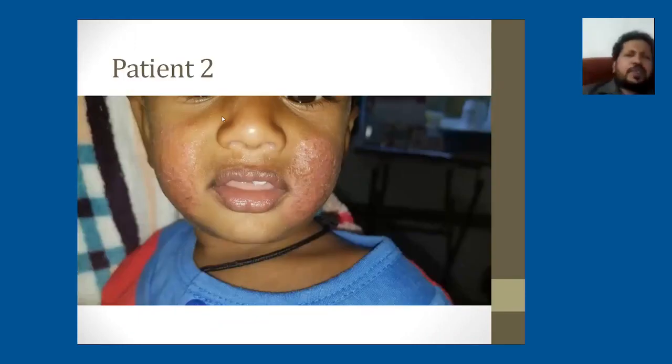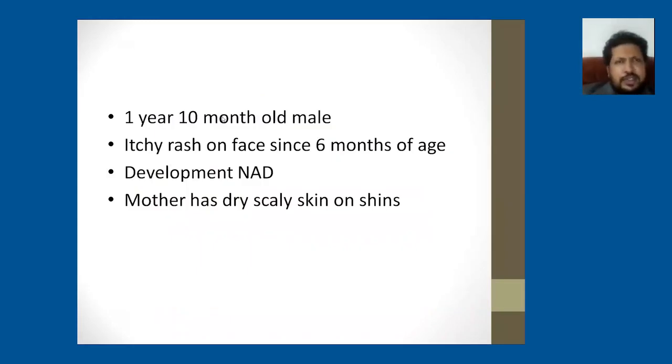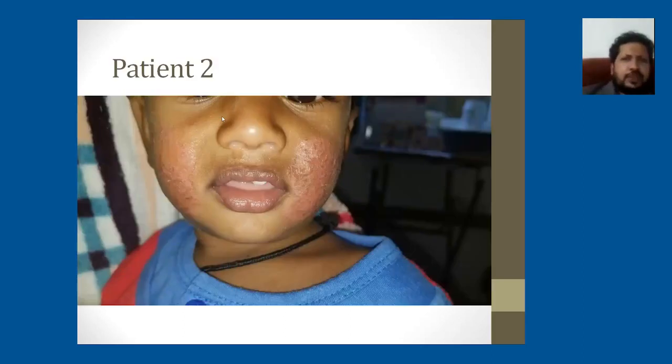So this is patient number two. So patient number two is this boy who presents with this itchy rash on the face since 6 months of age. Development is not very significant, the antenatal and postnatal history. He's 1 year, 10 months old. His mother has a dry, scaly skin rash involving her shins. So have another look. So what do you see? You see the skin is dry, ill-defined, scaly, slightly erythematous. What do you think about this rash? If you look carefully, you will notice that he's having a runny nose as well.